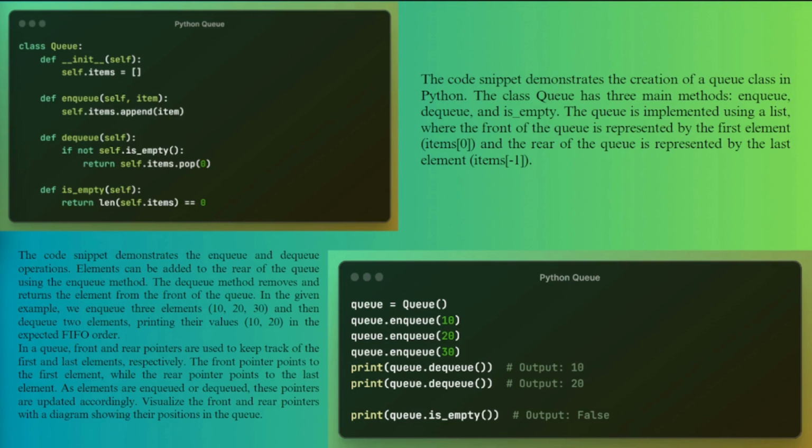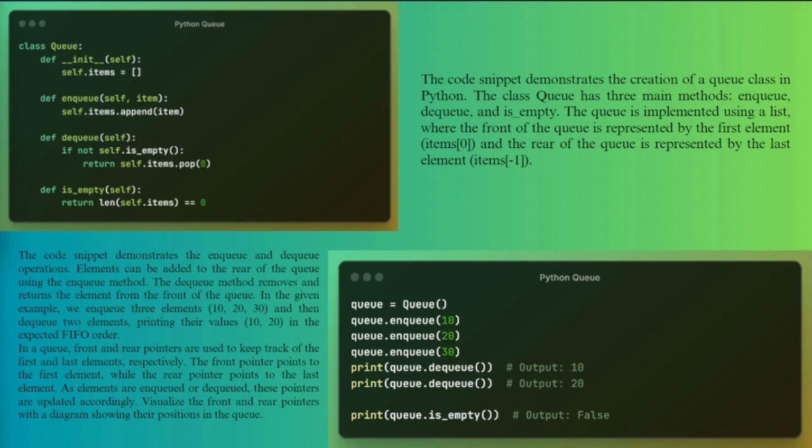Elements can be added to the rear of the queue using the enqueue method, and the dequeue method removes and returns the element from the front of the queue. In the given example, we enqueue three elements, that is 10, 20, and 30. Then dequeue two elements. So the first dequeue we get output as 10.